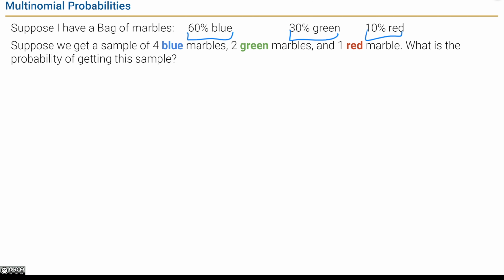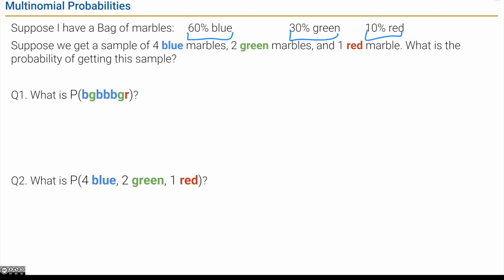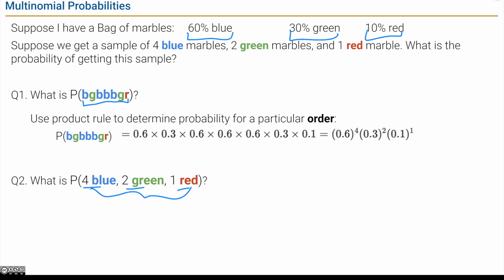Okay, so what's the probability of getting this sample? So probability of blue, green, blue, blue, blue, green, red versus what's the probability in general of getting 4 blue, 2 green, and 1 red? So these are different questions. The first one has a very specific order, and the second one is allowing for any combination, any particular order, as long as I have those exact counts. All right, so let's do the first one. I can use the product rule because these are all independent of one another. And so the probability of this joint situation happening is going to be the product of the individual probabilities like this. And so that's what I have here.